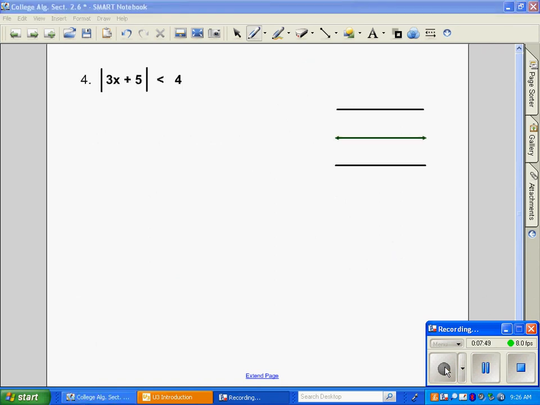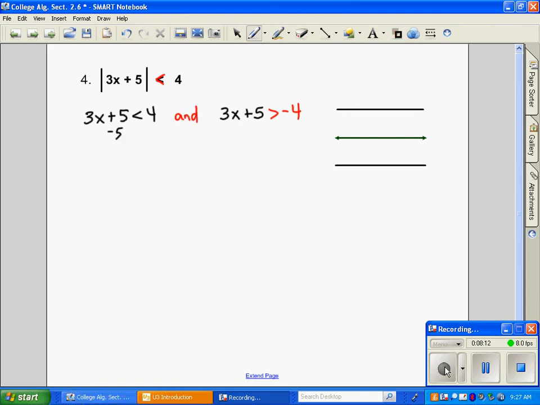Okay, our last problem, if it's absolute value, we're going to rewrite it one time exactly the same without the bar, and we write it the next time 3x plus 5, but we said we flip the inequality symbol and make it a negative. Okay, now since this is not pointing to the right, this is pointing to the left, it's an and problem, so we want to subtract 5. We get 3x is less than negative 1. Divide by 3. X is less than negative 1/3.